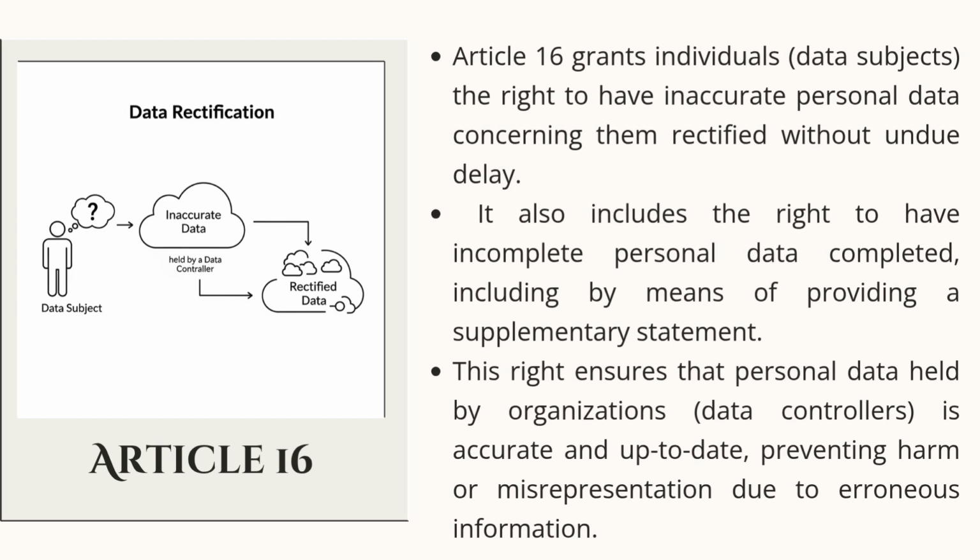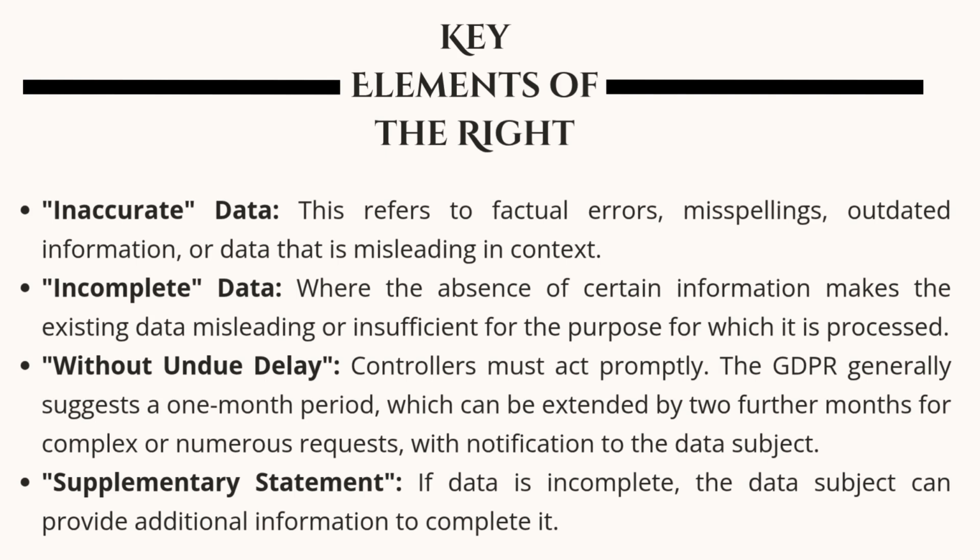So let's break down three key phrases in this article because they are critical for organizations implementing compliance. First is inaccurate versus incomplete. Inaccurate means it's factually wrong. That is, your address is 123 Main Street, but they have 321 Main Street. So this is inaccurate. And incomplete means they only have John Smith, but they need a middle initial to distinguish you from the other John Smith in their system. So the data subject can provide this missing piece, that supplementary statement to complete the record.